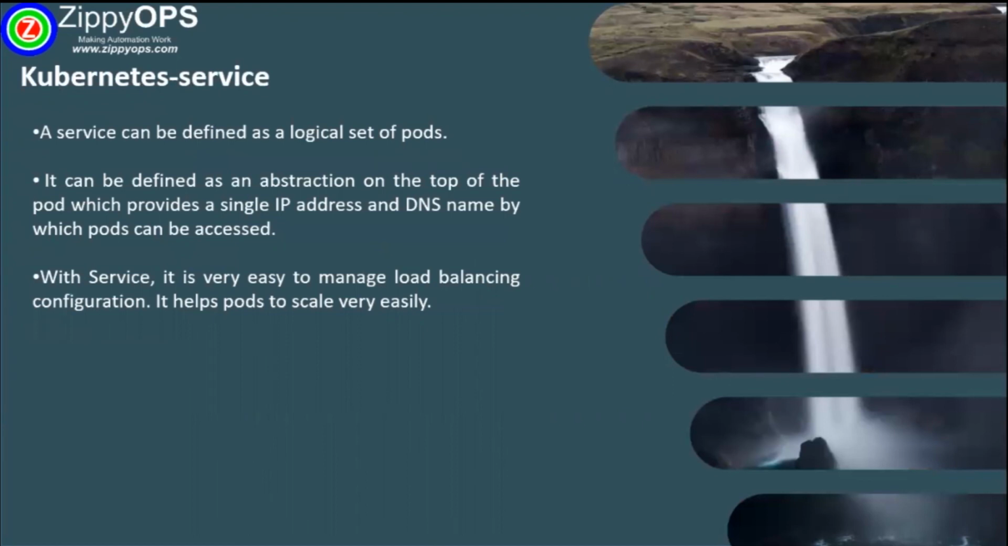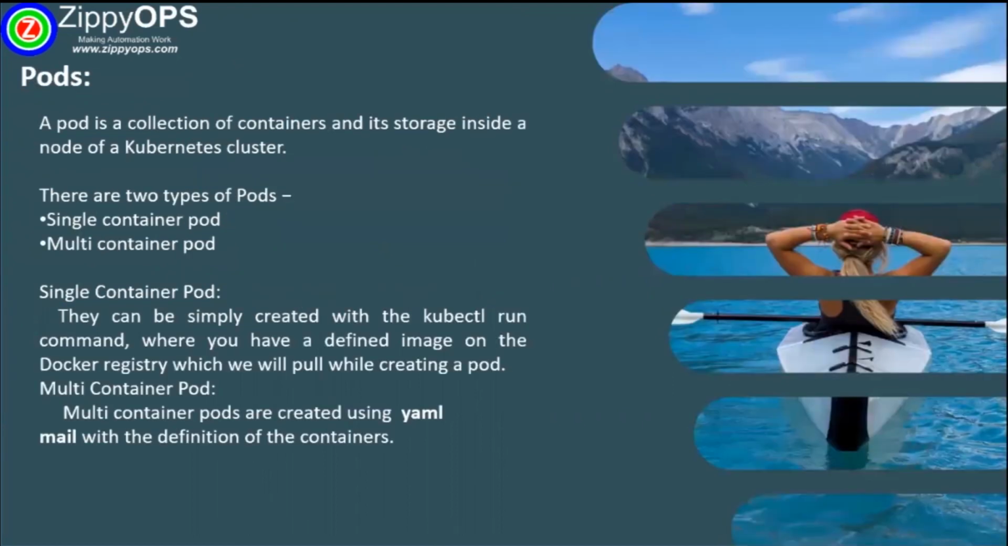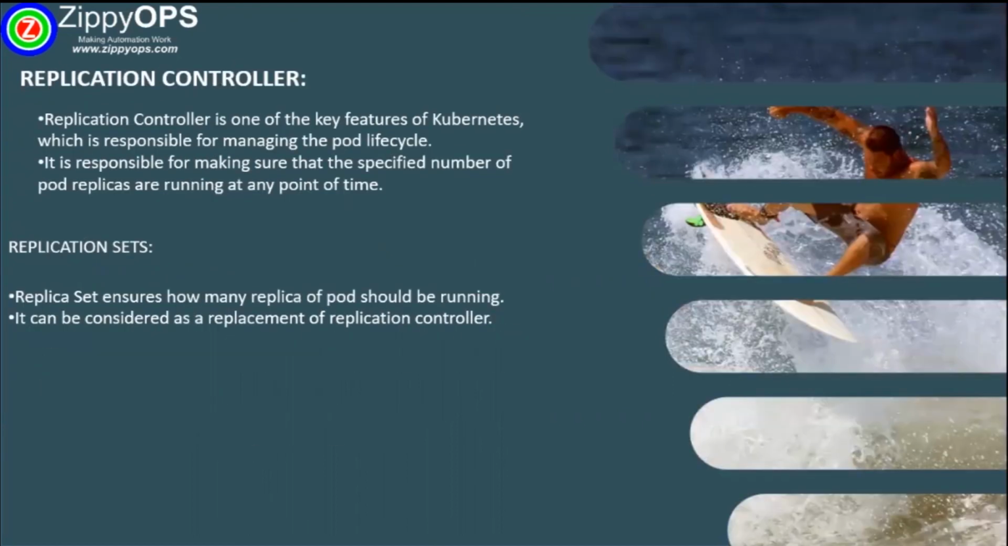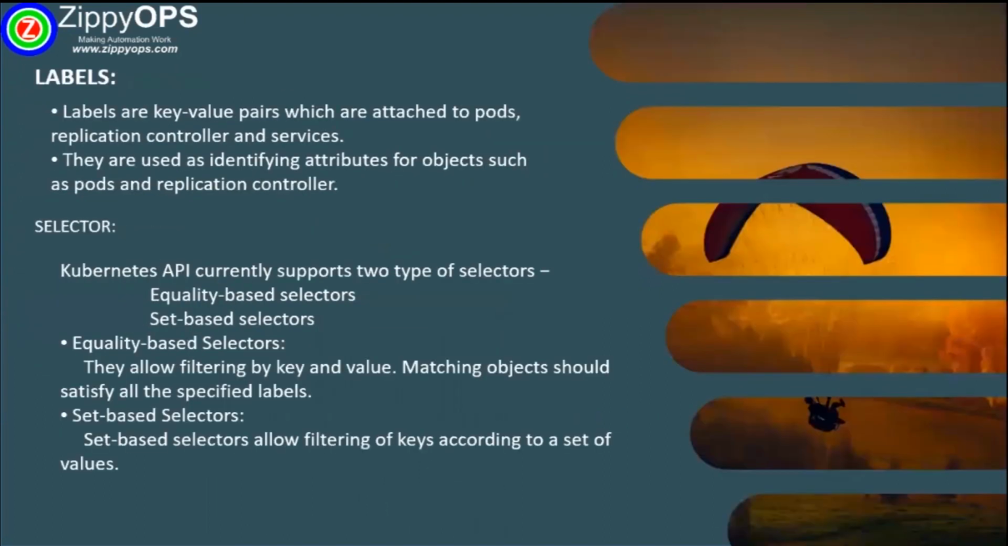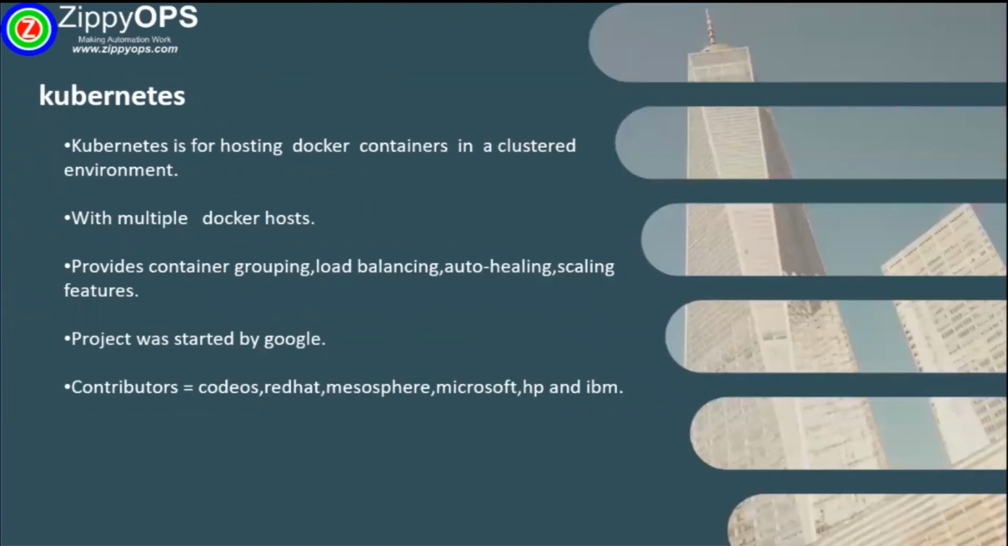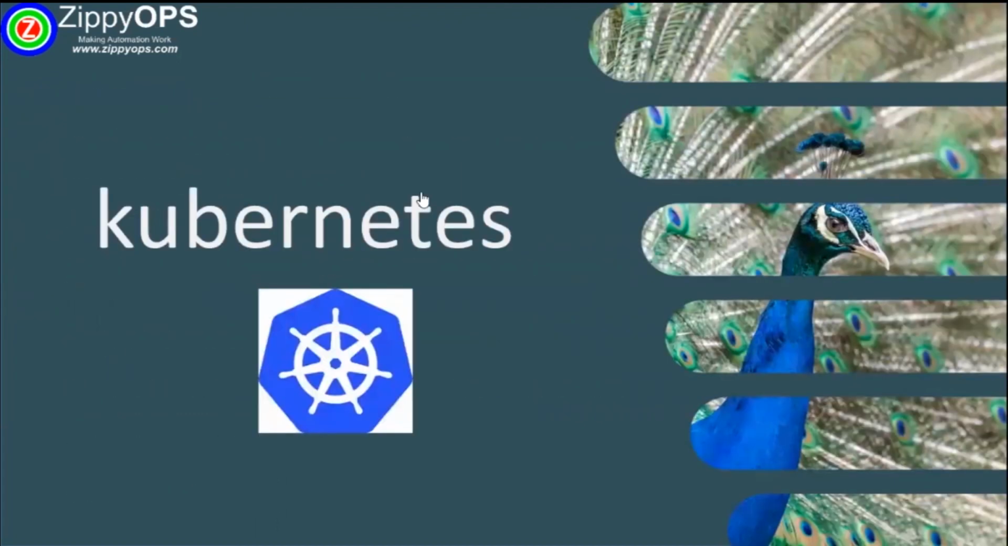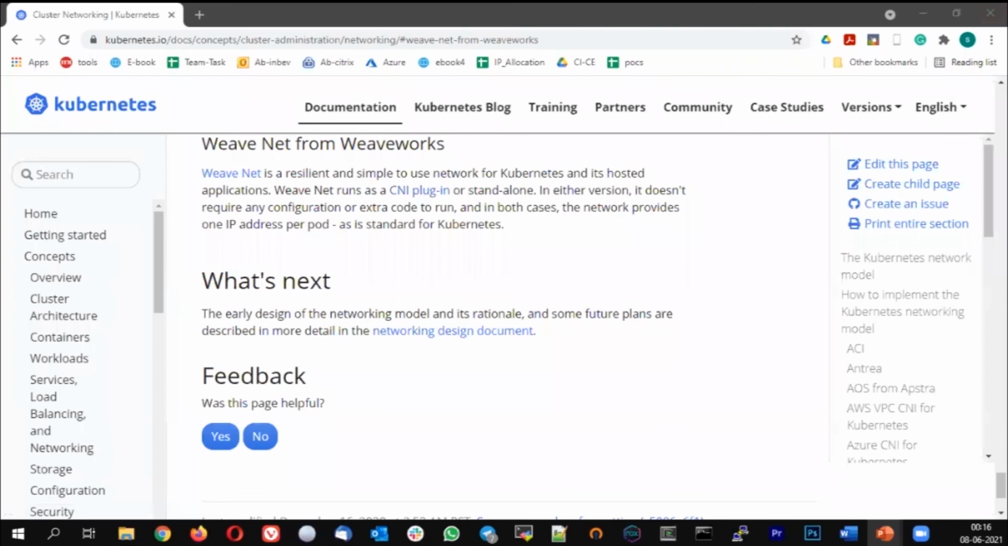We have talked about the Kubernetes service, pods, replication controllers, and replica sets. These are the terminologies majorly used in Kubernetes. We will talk about them in detail when we go into our lab section.